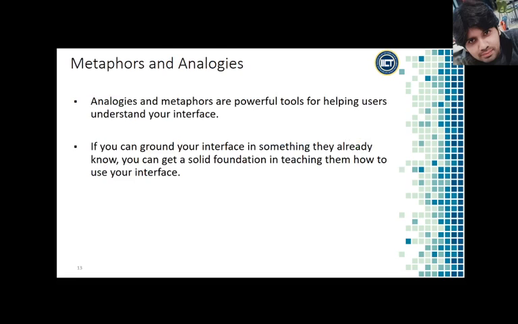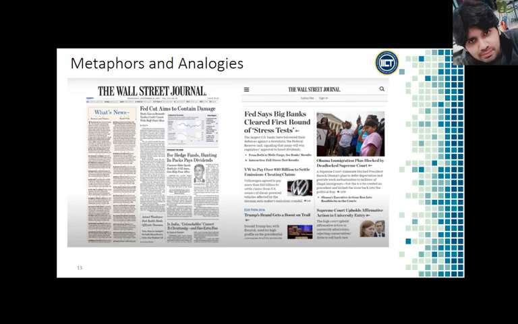Now let's talk a little bit about metaphors and analogy, which again is an important concept. Analogies and metaphors are powerful tools for helping users understand your interface. If you can ground your interface in something they already know, you can get a solid foundation in teaching them how to use your interface. For example, the Wall Street Journal's website heavily leverages an analogy to the Wall Street Journal print edition. The headlines, the grids, the text all appear pretty similar, so someone familiar with the print edition could pretty easily understand the online edition.